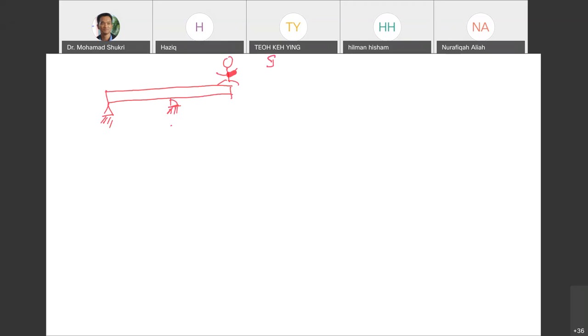Okay, so how do I want to transfer this into FBD? This is the person's weight, let's say 90 kilogram.